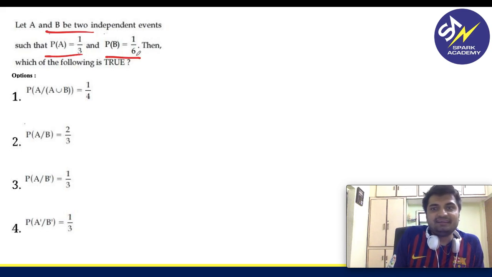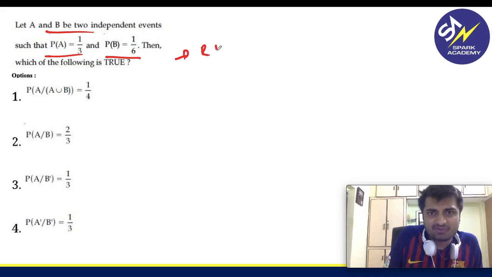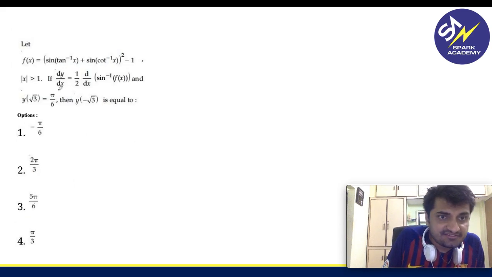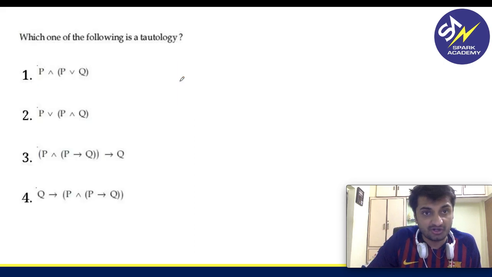Independent events probability looks very simple, right? Independent events is one of the easiest topics. So I will keep it as round 1. Now again, this is like dy by dx equal to y of this. So this looks like a differential equation with boundary value conditions. Looks a little tricky, guys. So I will keep it round 2. It's not straight.